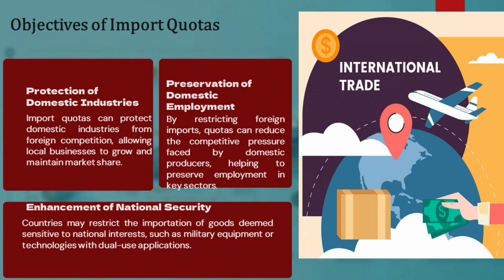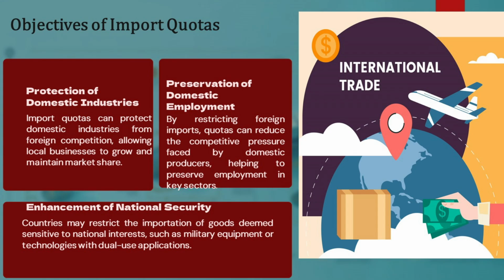One of the primary objectives of import quotas is the protection of domestic industries from foreign competition. By restricting the quantity of foreign goods entering a country, quotas give local businesses or local producers a chance to grow and maintain their market share. This is especially relevant in industries where domestic producers are unable to compete effectively with foreign producers due to lower production costs, economies of scale, and technological advantages.